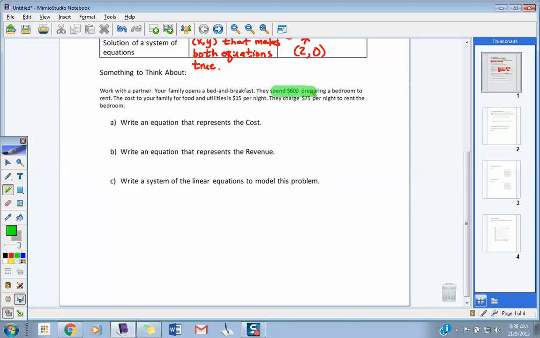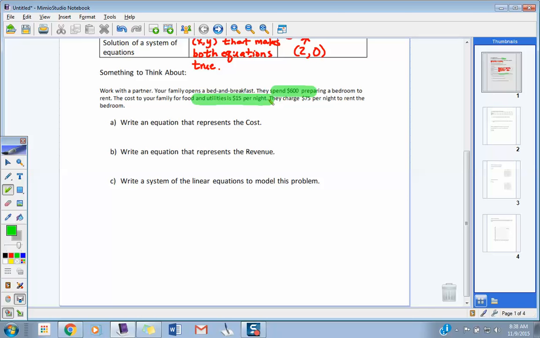To start up, it costs us $600, right? And then how much more does it cost us per night? How much more does it cost you guys per night? So in this example, for us to run a business, it costs you $600 to start it, and then you add $15 for every night.